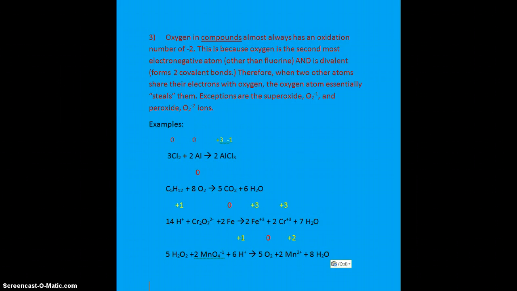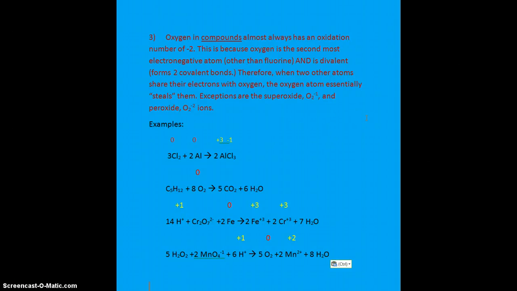Now, the third rule involves oxygen in compounds, that is, when it's combined with other atoms. Since oxygen is the second most electronegative atom after fluorine, in other words, it wants electrons more than any other atom except for fluorine, which is a rare atom and hardly seen in most instances. Oxygen is also divalent and tends to share 2 electrons with other atoms, forming 2 covalent bonds, and for this reason, in compounds it's almost always -2 for an oxidation number because it's so electronegative.